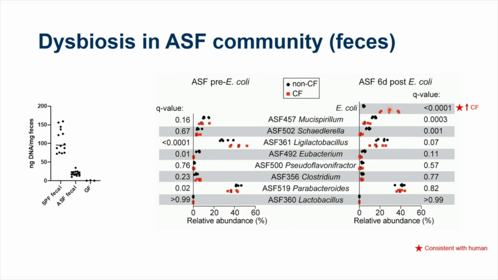But when we look at the composition of this community, again, we see a higher E. coli after the mice have been colonized with E. coli. So here it's like a 30% relative abundance. But even before we give them the E. coli, we saw this significant enrichment of what used to be one of the Lactobacillus, now it's Ligilactobacillus, or I'm not sure how you pronounce that, which is, again, also found in human CF, the higher Lactobacillus. And we also saw that the Parabacteroides, which is one of the Bacteroidetes, was depleted in the CF mice.